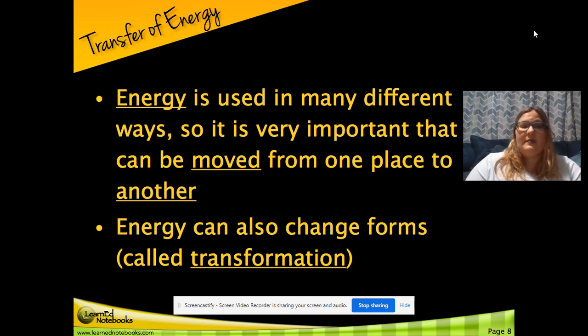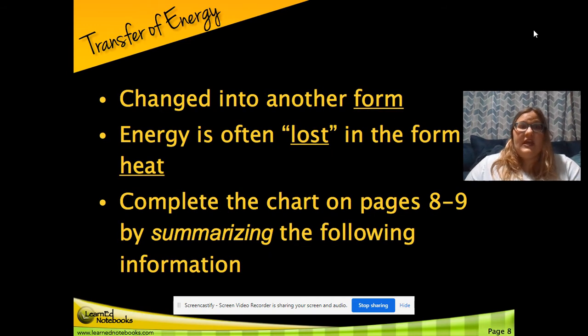be moved from one place to another. It can also change forms, and we call this transformation. Changed into another form, energy is often lost in the form of heat. We're going to look at the charts on page 8 and 9. There's some writing involved here, y'all.